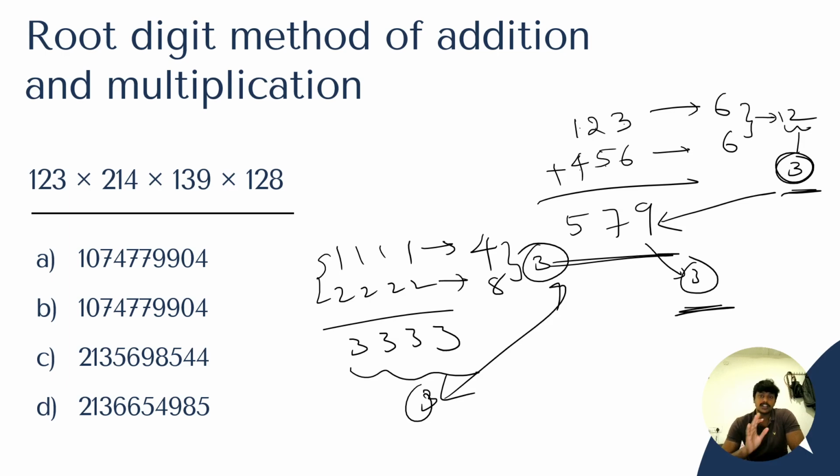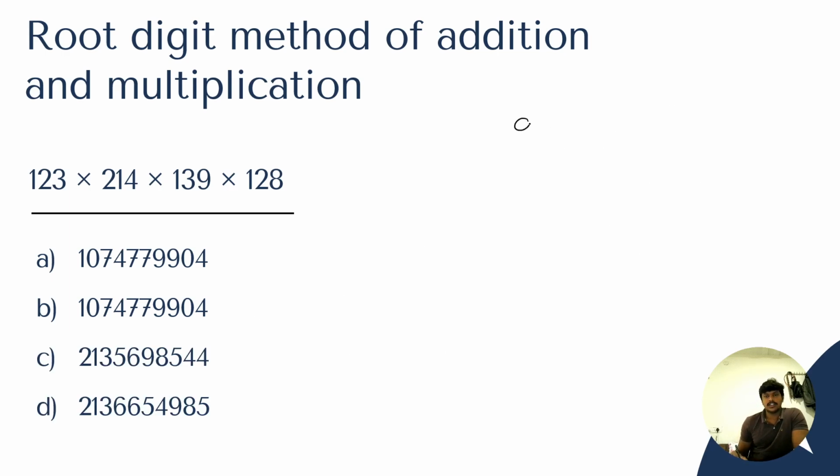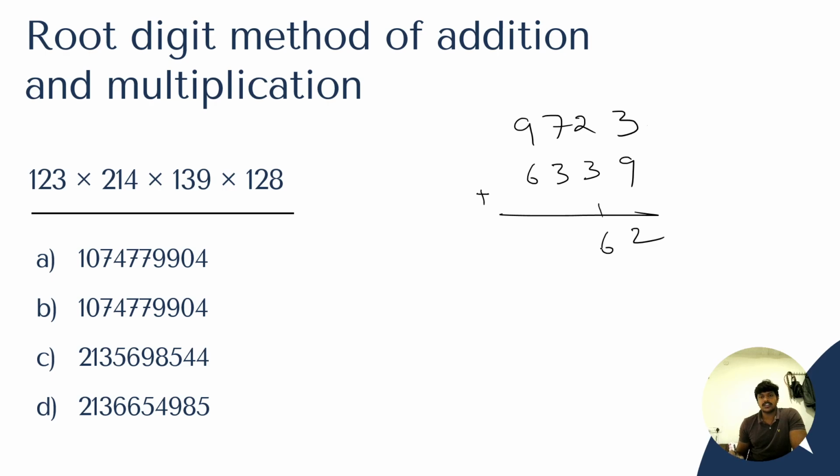Now, is there anything we can learn? Yes. We can further simplify it. Let us take 9, 7, 2, 3 and 6, 3, 3, 9. Now I will make it further simple. Just give me a second. 3 plus 9, 12.